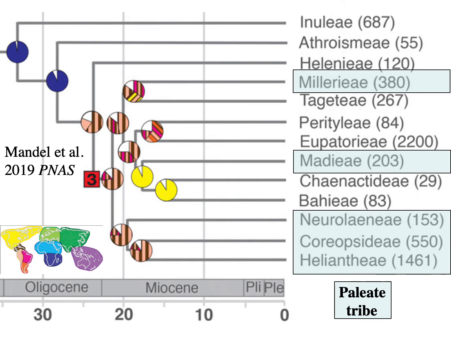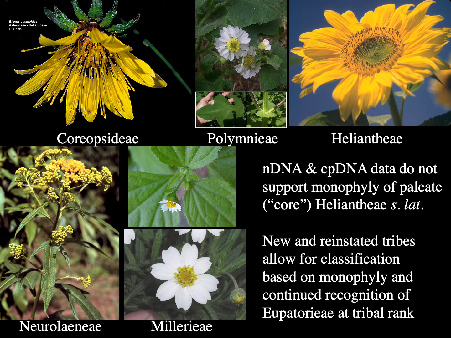So it's clear that having paleate heads is not diagnostic of a clade, and that characteristic wasn't sufficient by itself as a feature allowing us to basically recognize a larger assemblage of composites. And this is true when we look at both nuclear DNA as well as chloroplast DNA, that this core of Heliantheae in the broad sense that had paleate heads don't really constitute a clade.